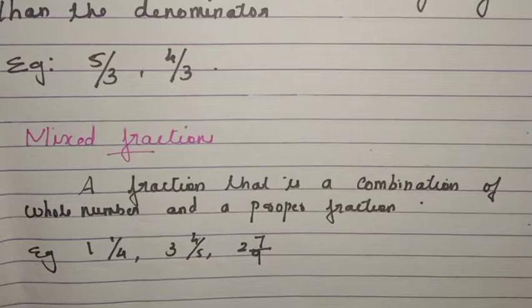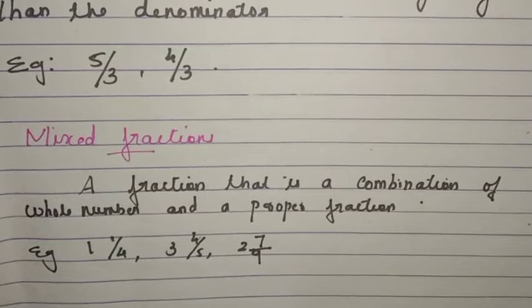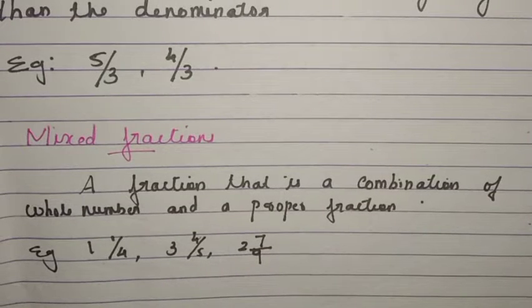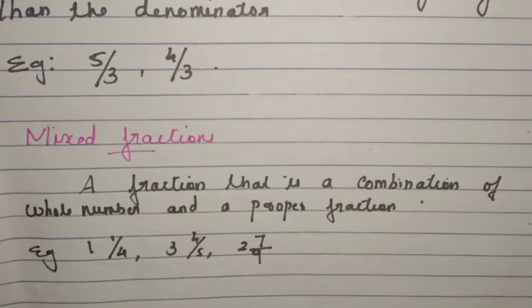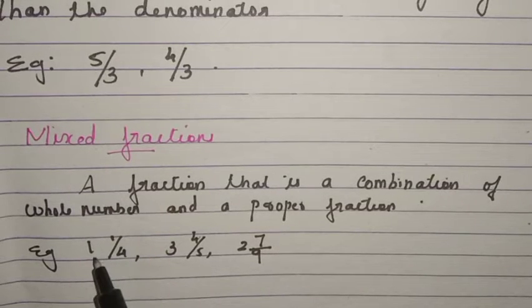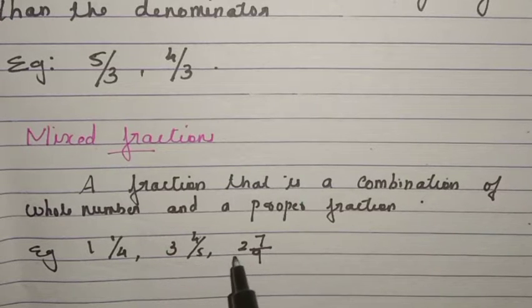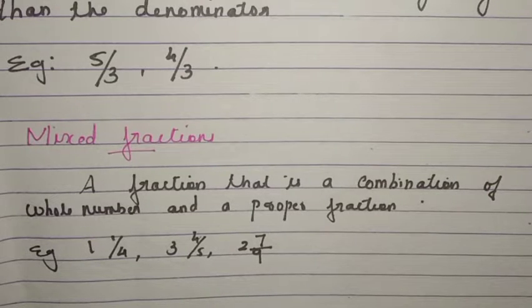Mixed fractions. A fraction that is a combination of a whole number and a proper fraction. We studied what a proper fraction is: the numerator is always less than the denominator. So this is the proper fraction and this is the whole number. So 1 1 by 4, 3 4 by 5, 2 7 by 9. This type of fractions are called mixed fractions.